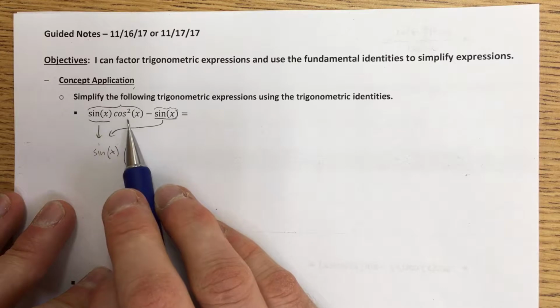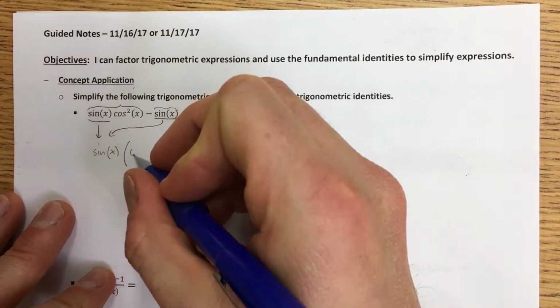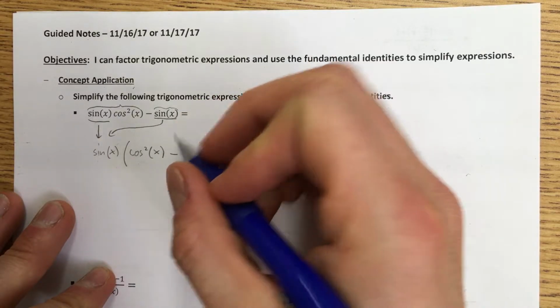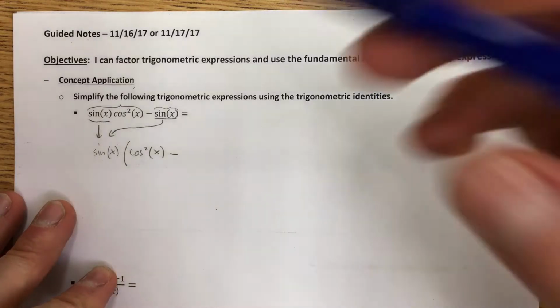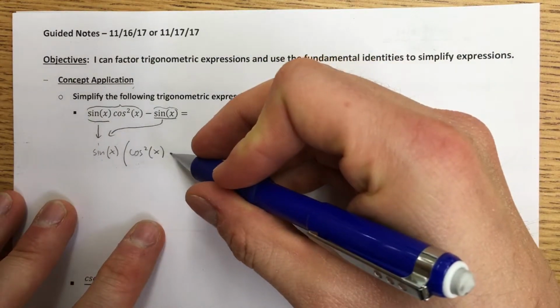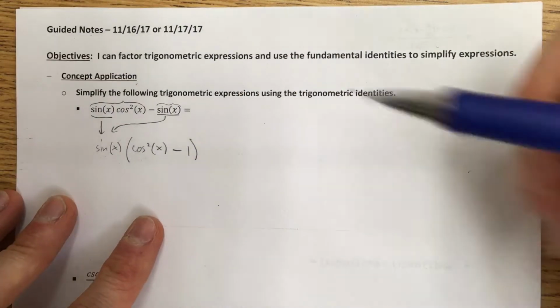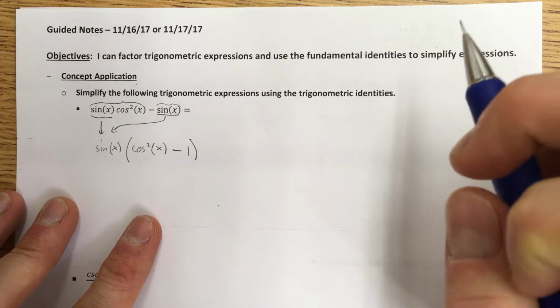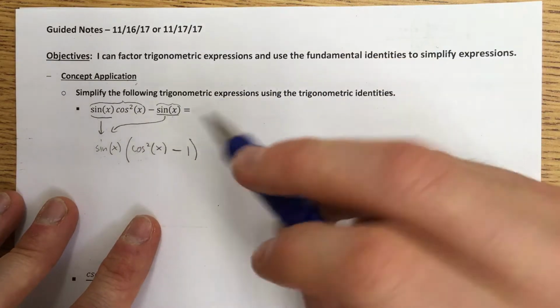Here I had sine x cosine squared, I factored sine x out, so what we would be left with is cosine squared x. Here I had sine x, I factored sine x out, and if we factor everything out from a term, we're left with 1 because we're really doing a division here. We're dividing sine x by sine x to get 1.